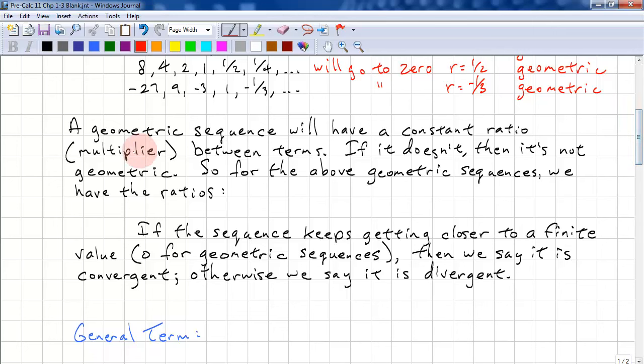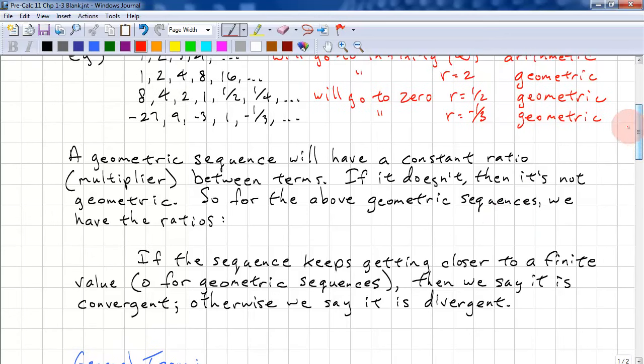So as I've already mentioned, a geometric sequence will have a constant ratio between the terms, and that's a multiplier. If it doesn't, then it's not geometric. And as I've already gone over, the geometric sequences, these three, have ratios of 2, 1/2, and -1/3.